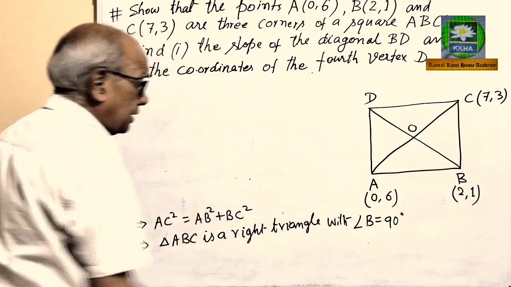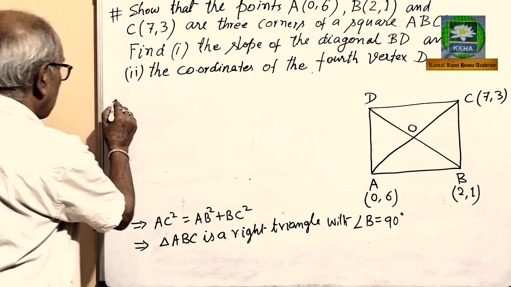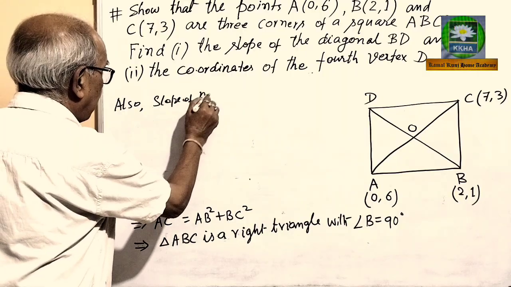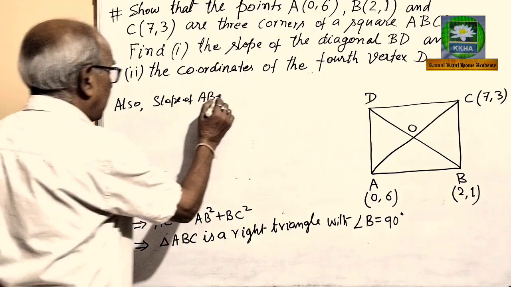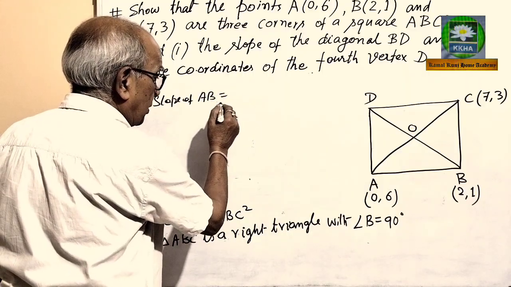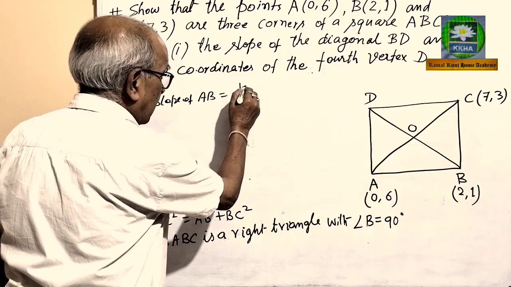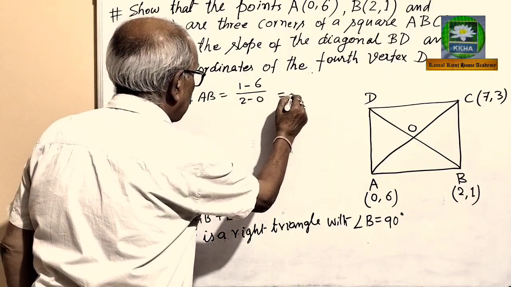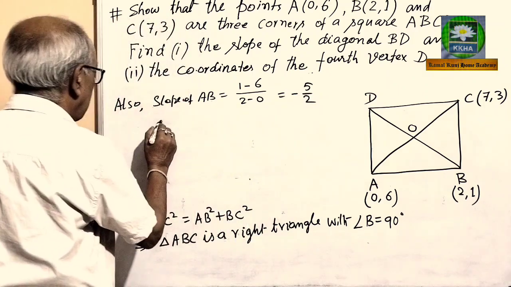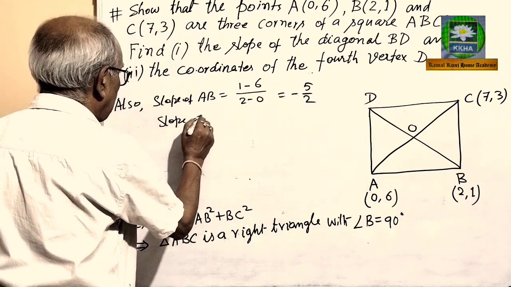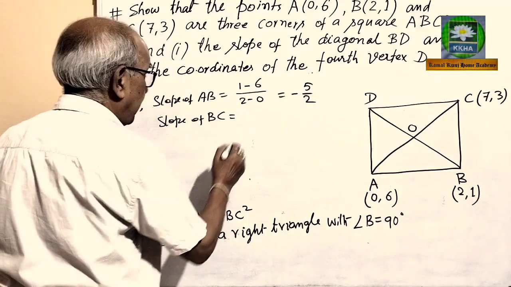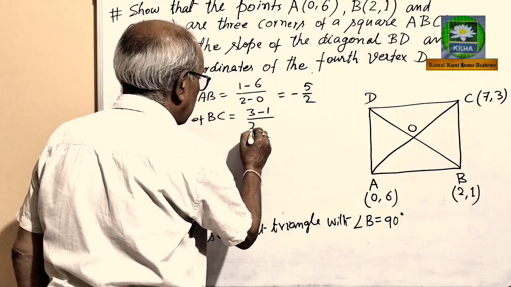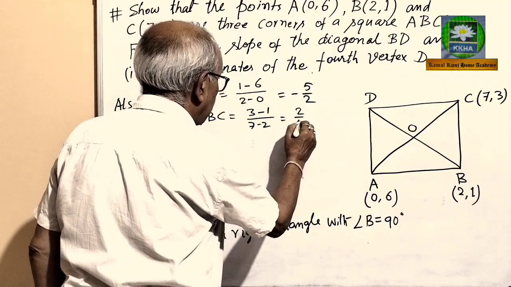Also, if you find the slopes of AB and BC, slope of AB is equal to 1 minus 6 upon 2 minus 0, means minus 5 upon 2, and slope of BC is equal to 3 minus 1 upon 7 minus 2, means 2 upon 5.